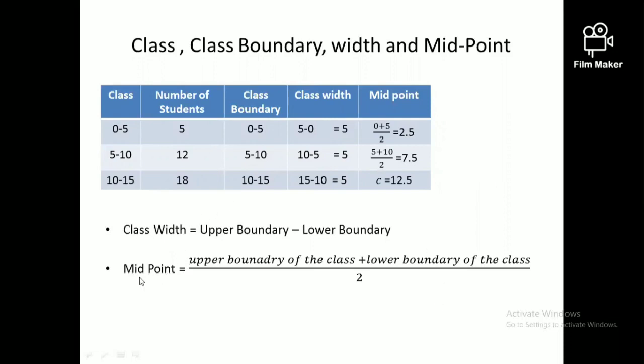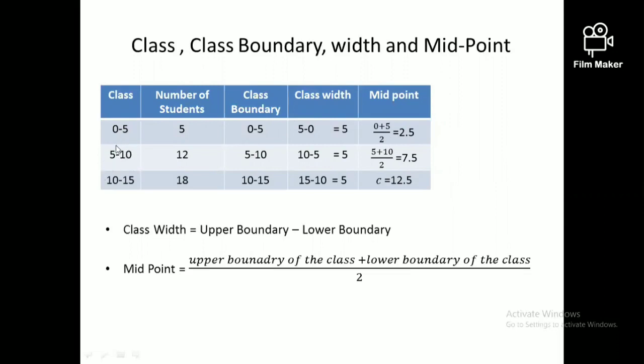Then the midpoint, how do you calculate the midpoint? What you need to do is get the midpoint between the upper boundary and the lower boundary. You have to add the upper boundary and lower boundary, and divide by 2 to obtain the midpoint. So here, if you want to get the midpoint for this class, you have to add the upper boundary to the lower boundary and divide by 2. 5 plus 0 divided by 2. Here it's 2.5 is the midpoint, right?